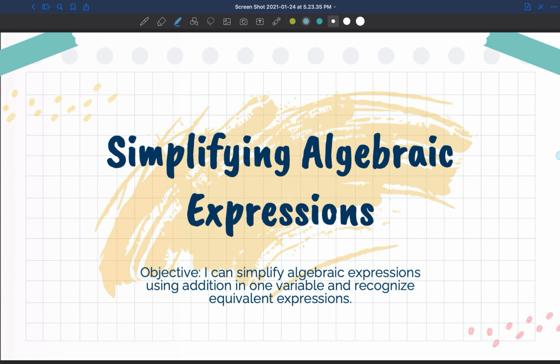Alright guys, in today's lesson we are learning how to simplify algebraic expressions. Our objective is: I can simplify algebraic expressions using addition in one variable and recognize equivalent expressions.